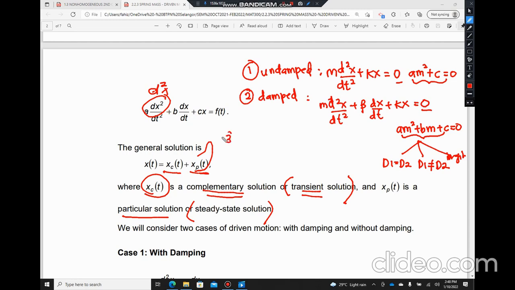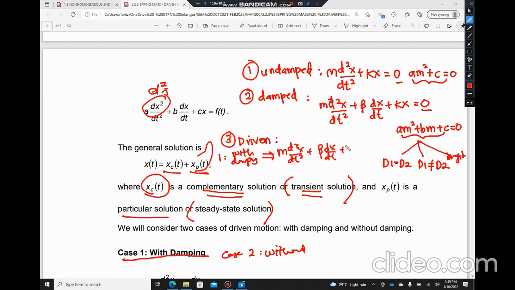Okay, then case number 3 yang kita akan belajar ni adalah driven. Beza driven, dia ada 2 case. Satu with damping, and then dia ada satu lagi case 2 without damping. Dia sama je sebenarnya. Dia cuma kalau with damping, maksudnya function dia akan jadi macam ni: m d square x dt square plus beta dx dt plus kx equals to f(x).